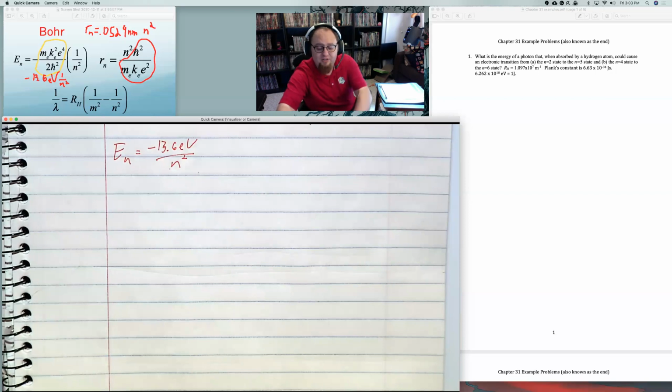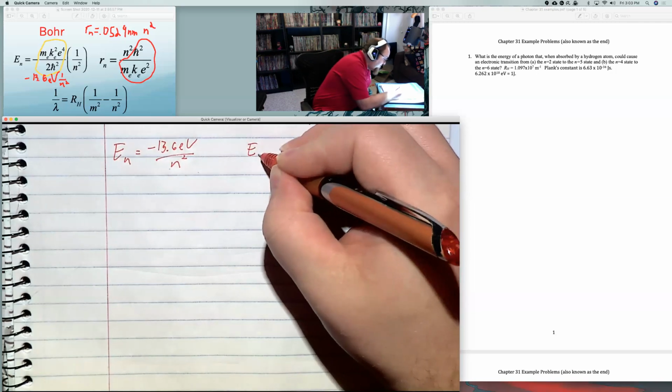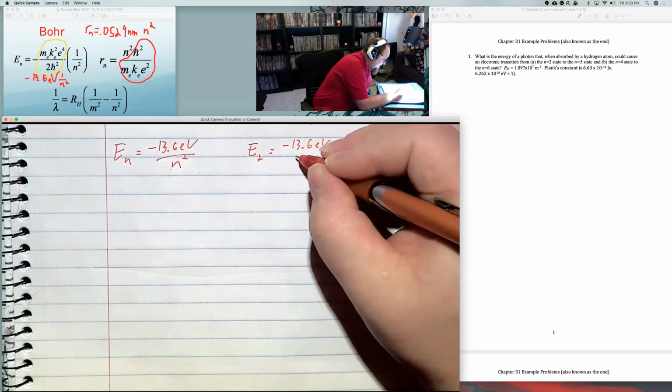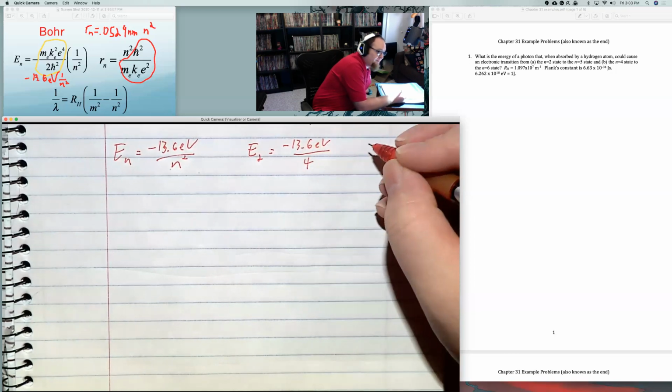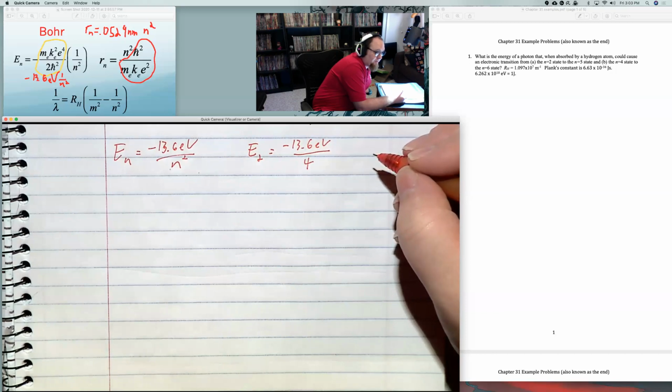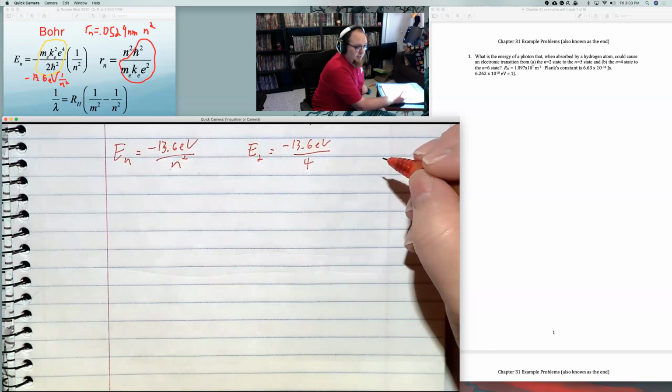I can then just say that the energy required to go from one state to the other is going to be the difference of the two energies. If I wanted the energy from going from 2 to 5, I'm just going to say, what's the energy at 2? The energy at 2 being negative 13.6 eV over 2 squared, or 4.